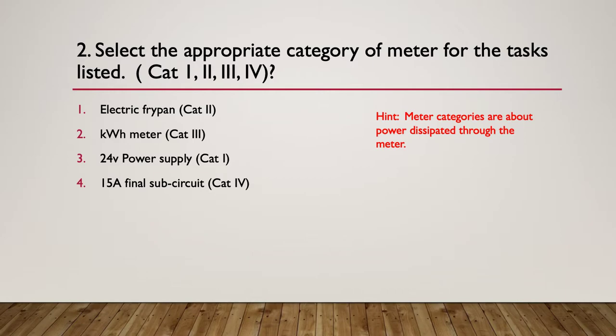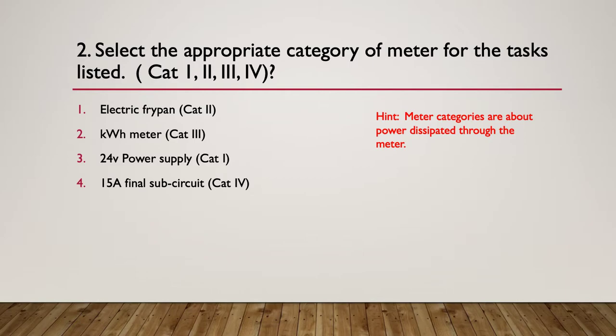Because you could have anything up to probably about 10 amps flowing through an electric fry pan, so you'd want to be able to withstand a couple of kilowatts of energy. A kilowatt hour meter, normally on a house, can normally handle about 63 amps, so 63 amps multiplied by 230 volts puts you right up high. Category 3, you'd have to be able to withstand a lot of power.